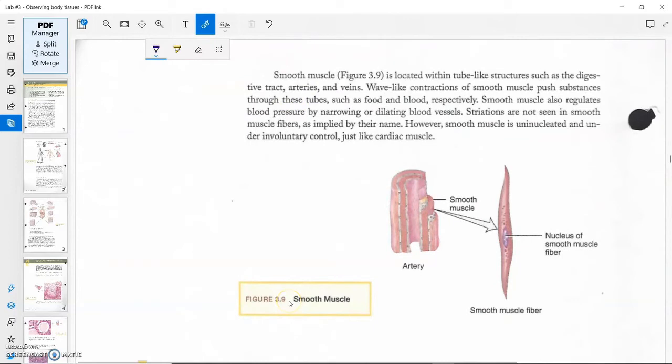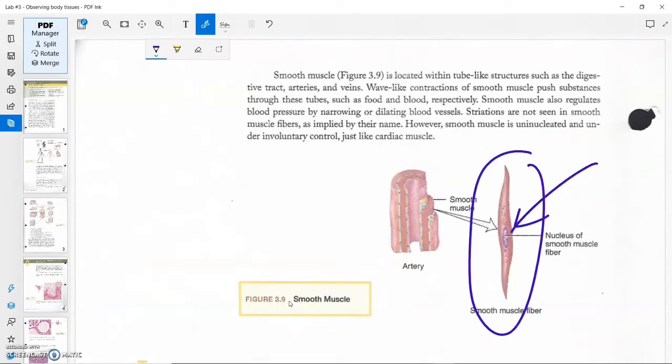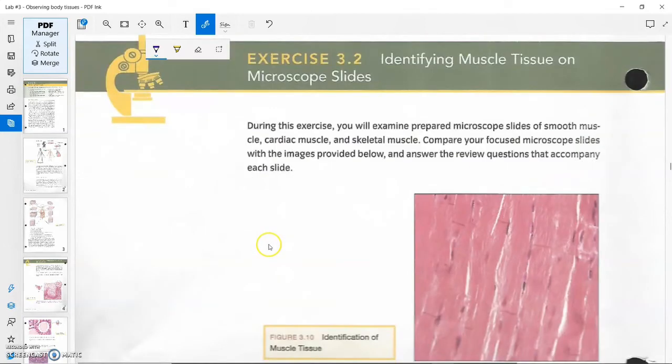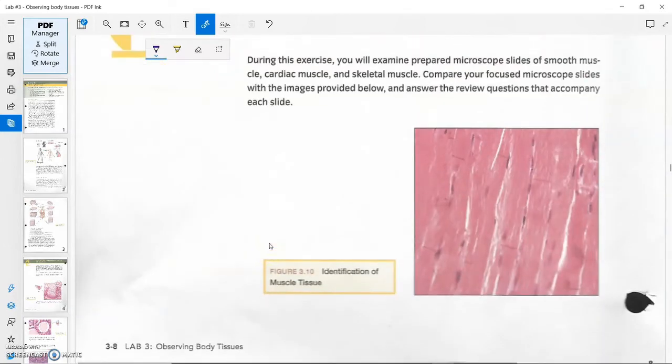And here you can see the smooth muscle cells. They're spindle-shaped with a single nucleus, no striations, which suggests a different mechanism of contraction. And they are controlled involuntarily.